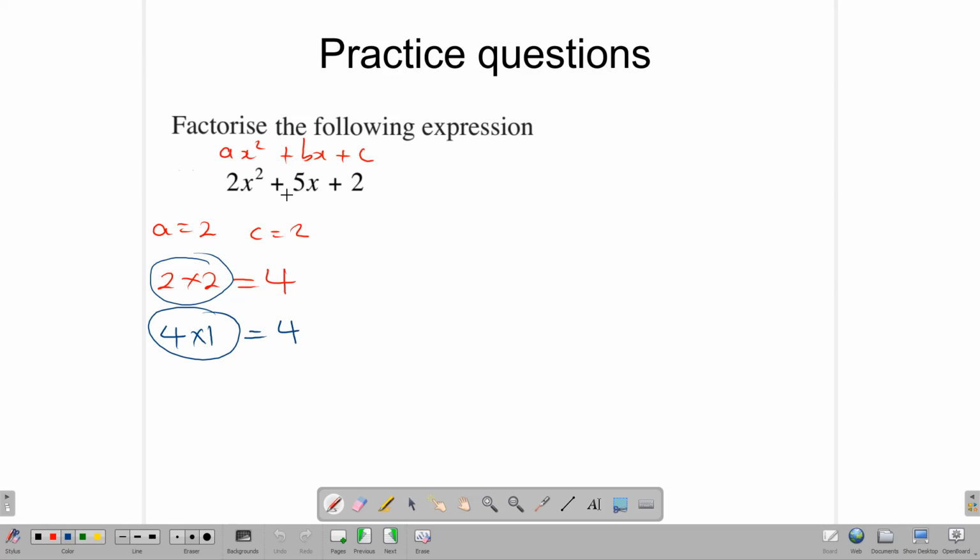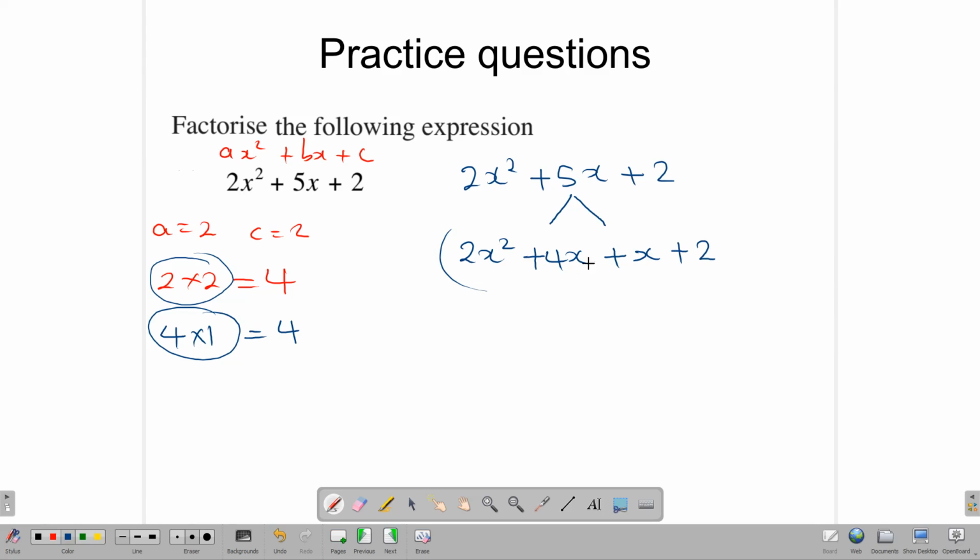So if we rewrite this 5x using 4x and x, or 4x and 1x, then we can break the 5 into 2 pieces. So we're going to choose 4 and 1 because 4 times 1 gives us 4 and 4 plus 1 gives us this middle term here. That's very important. So let's write that out. 2x squared plus 5x plus 2, we're going to break this 5x into 2 terms. That is, we're going to write it as x and 4x. Doesn't matter which one you write first. So I'm going to write now 2x squared plus 4x plus x, or 1x, plus 2.